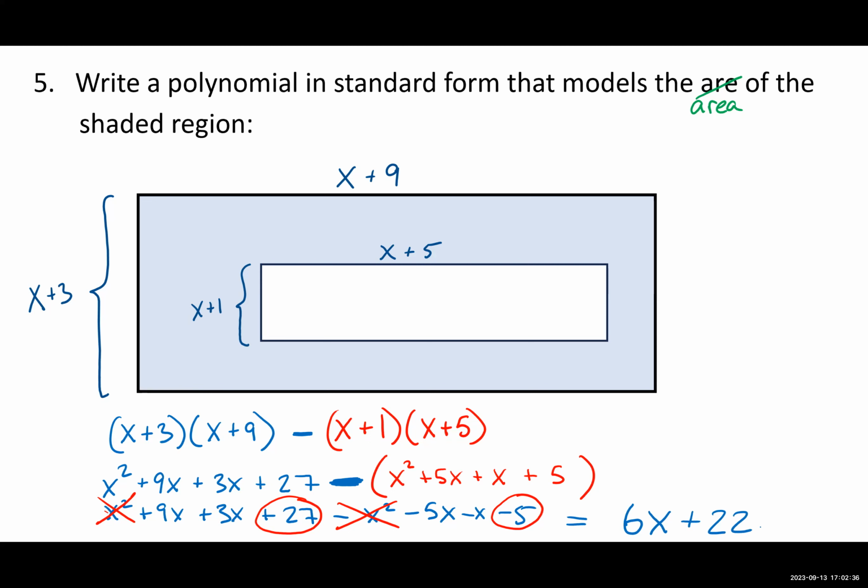So once we've done all the multiplication, distributing the minus sign, and collecting all the like terms, we end up with the final answer of 6x plus 22. And that's going to be an expression that gives us the blue shaded area, based on these two rectangles. All right, that does it for these 5 problems from section P4.